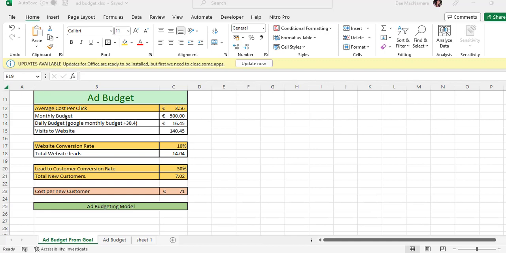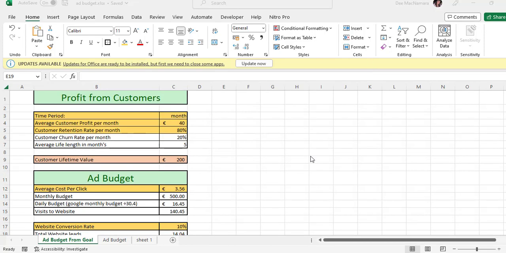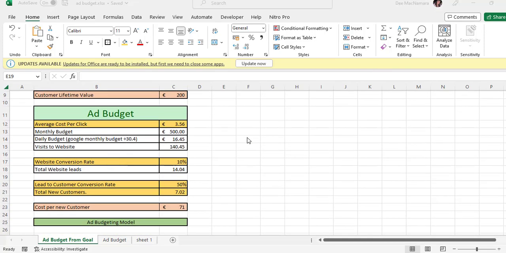So just to follow on from that, and I suppose just look at this problem from another perspective. This is a similar sheet to the previous one, and the numbers are similar as well. But this time round, I thought, let's take a look at taking it from your goal perspective. So it might be that you wanted to create, for example, 7.02 customers. So with that, how much do I need to spend? I've just put this to show you that it works the same way.